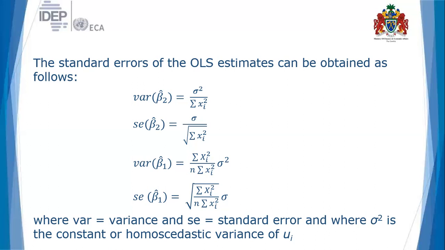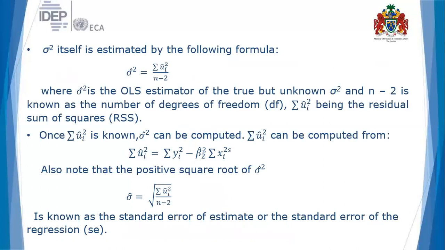So that means we have standard errors for both beta hat 2 and beta hat 1, where var is the variance and SE is standard error, and where sigma squared is the constant or homoscedastic variance of ui. This sigma squared itself is estimated by the following formula. So sigma hat squared is equal to the summation of mu hat i squared divided by n minus 2, where n minus 2 is degrees of freedom.